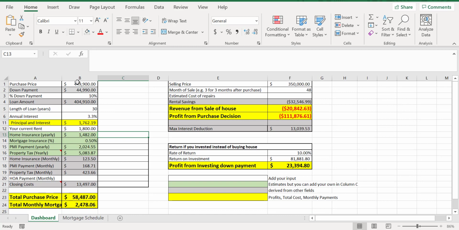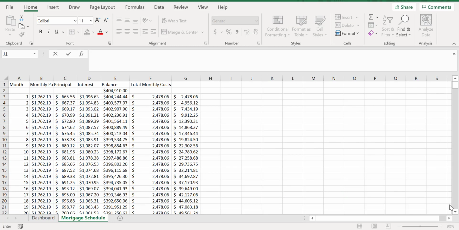right? You get your purchase price, your down payment, your interest rate, and the term, and you'll be able to calculate your principal and interest monthly payments. You add in the monthly fees associated with it, then you get your monthly mortgage. Let's look at the mortgage schedule tab to actually see the mechanics behind this monthly payments. You start off at the beginning with a loan amount of $404,000.